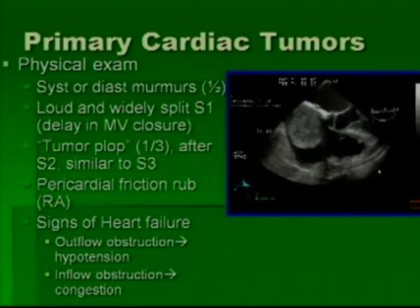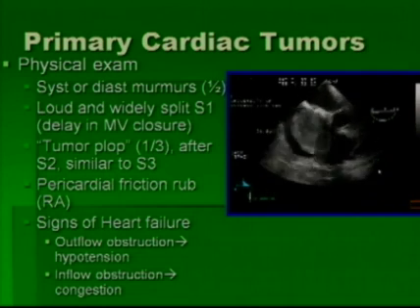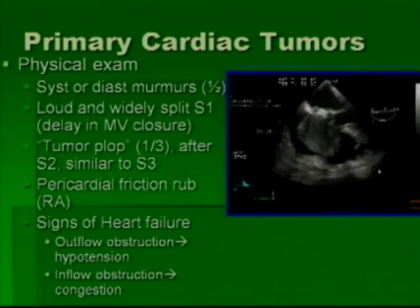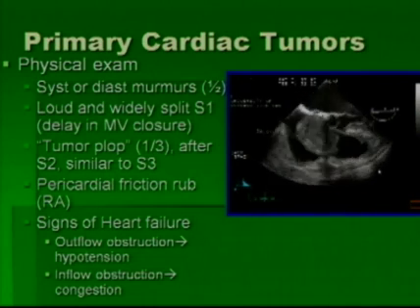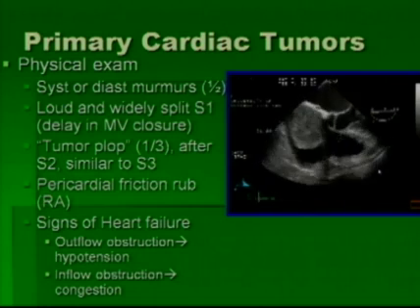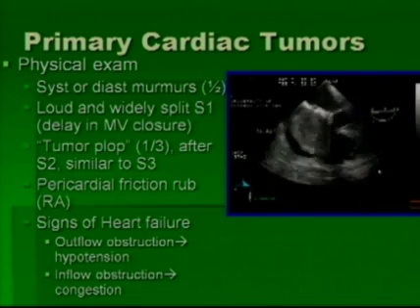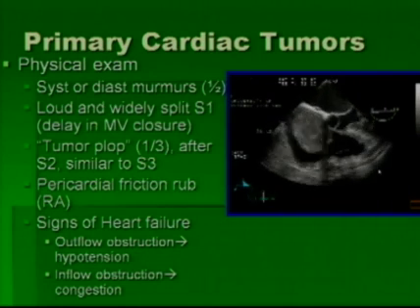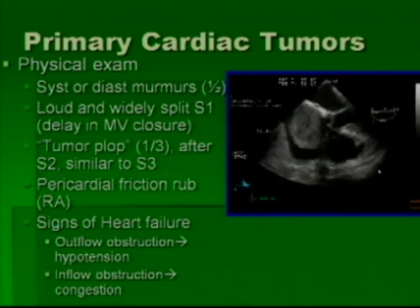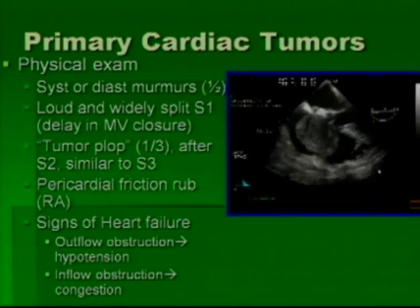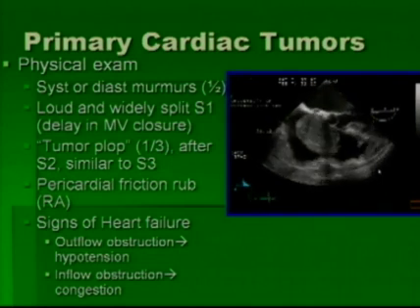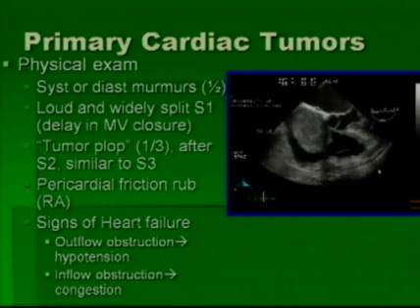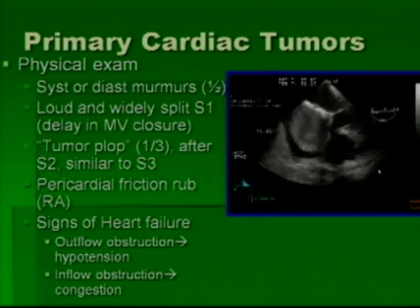Primary cardiac tumors can be found on physical exam. They can be suspected when there's a systolic or diastolic murmur. In fact, in 1/2 of cases of cardiac tumors, these murmurs are present. A loudly and widely split S1 can be caused by a delay in the mitral valve closure. The tumor plop, a classic sign, which comes after the S2 cardiac sound and sounds an awful lot like an S3, can occur in up to 1/3 of cases.